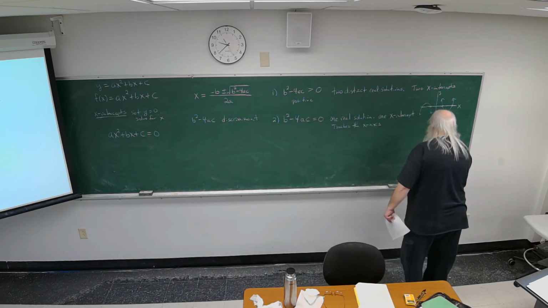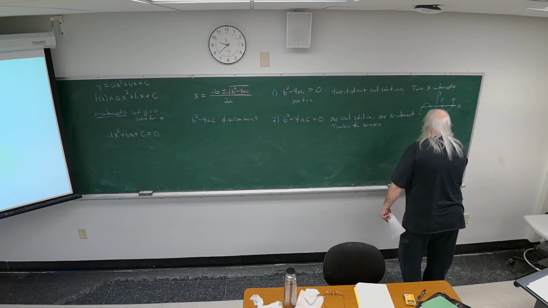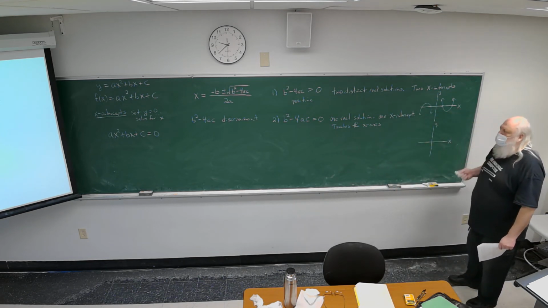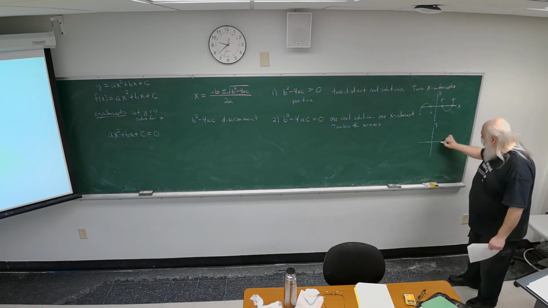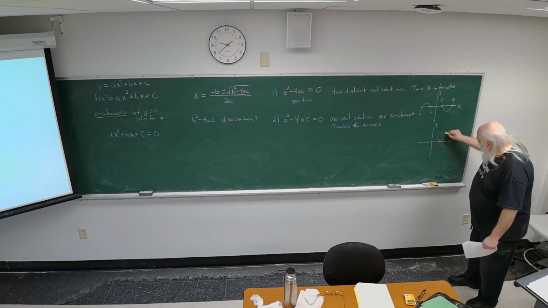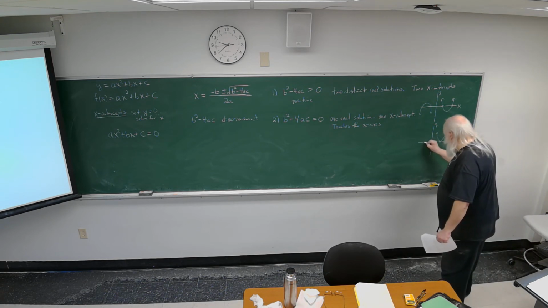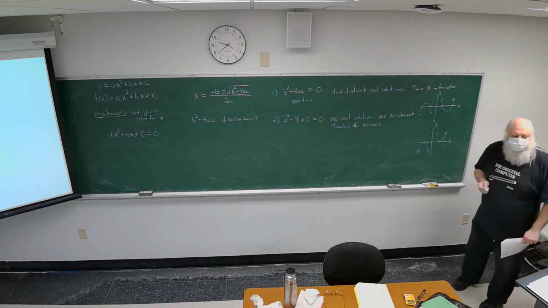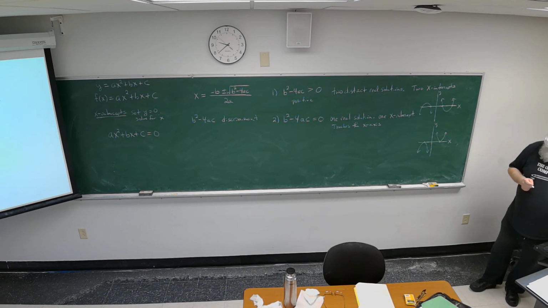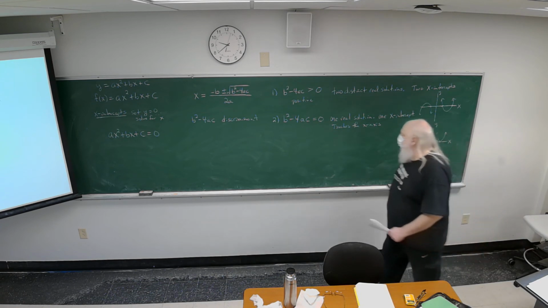So over here, the vertex of the parabola will be on the x-axis. If it opens up, the vertex will just touch the x-axis. And if it opens down, the vertex will just touch the x-axis. And so there'll be just one x-intercept. If b squared minus 4ac is exactly equal to 0, there'll be exactly one x-intercept, and it'll be at the vertex.